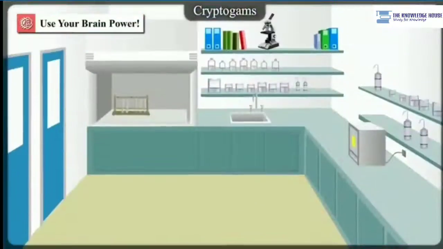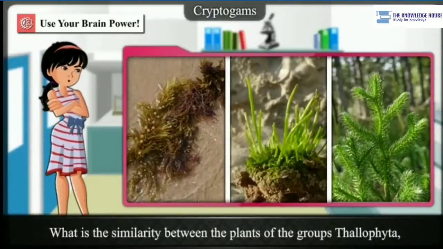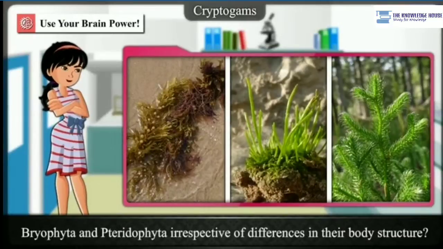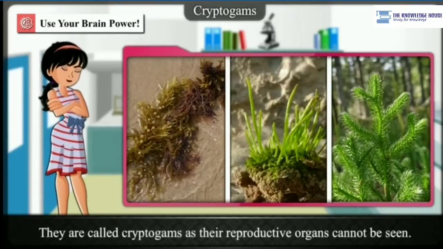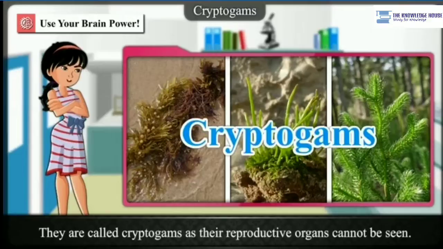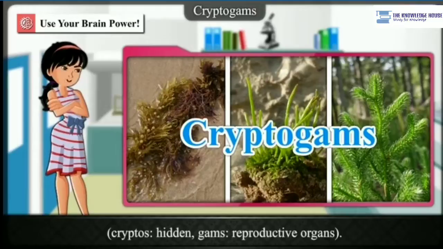Use your brain power. What is the similarity between the plants of the groups Thallophyta, Bryophyta and Pteridophyta irrespective of differences in their body structures? All these plants reproduce by spore formation. They are called cryptogams as their reproductive organs cannot be seen. Crypto means hidden, gams means reproductive organs.